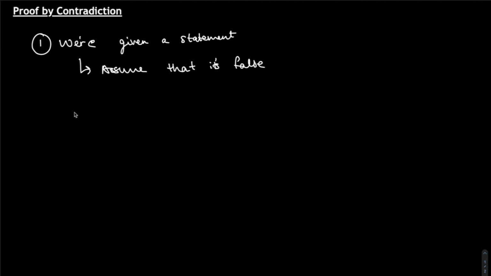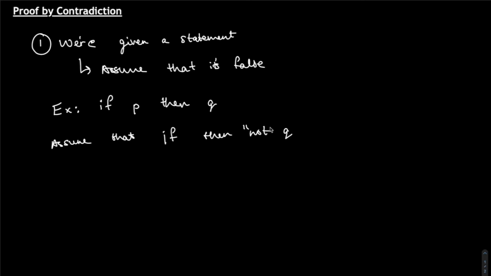For example, let me word it like this. Example: if P then Q. My first assumption would be to assume that if P, then not Q. This is what I've changed, from Q to not Q. This is the key point.